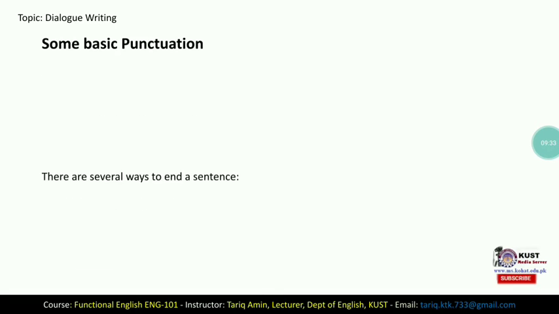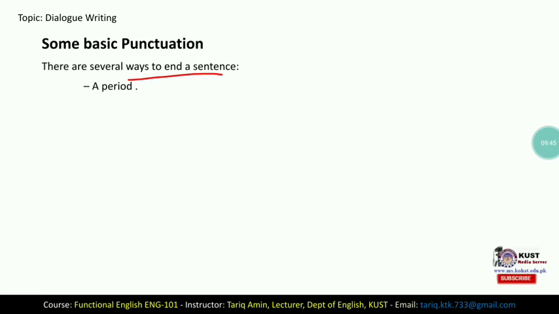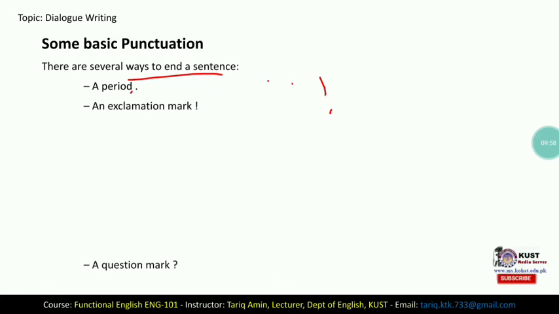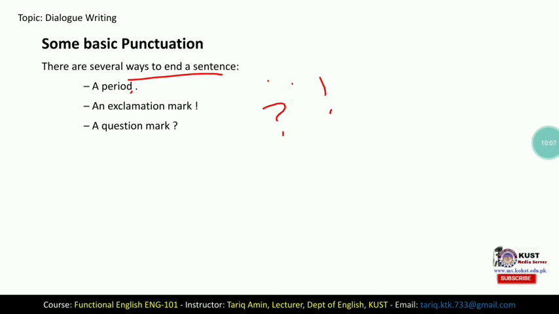Some basic punctuations: there are several ways to end a sentence. I have discussed the same thing in the previous slide. We can end a sentence with a period, with an exclamation mark, or with a question mark. So a sentence can be ended with the help of these three different punctuation marks: period, exclamation mark, and question mark.